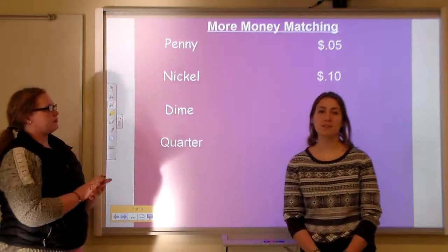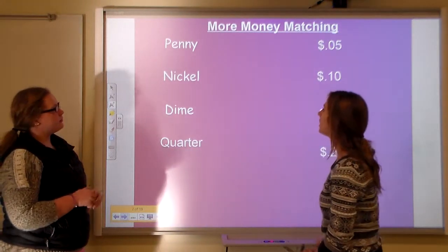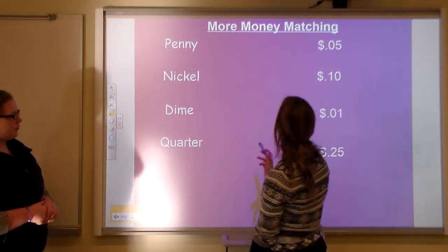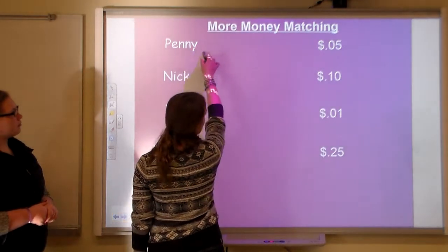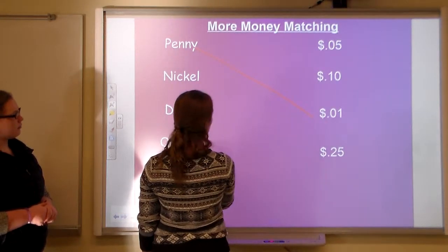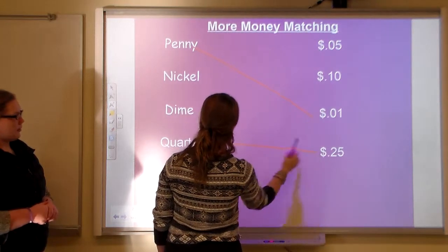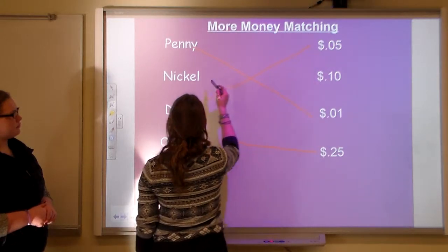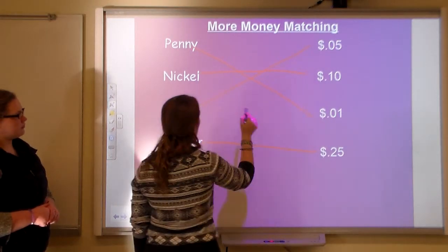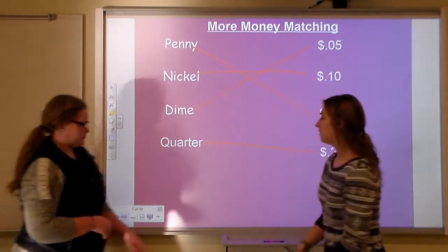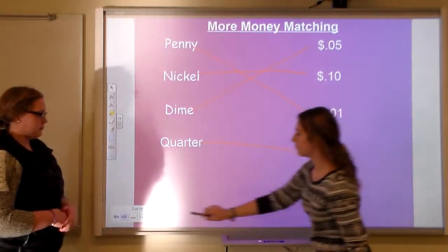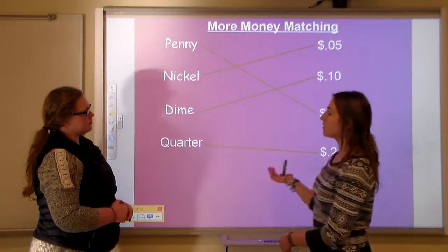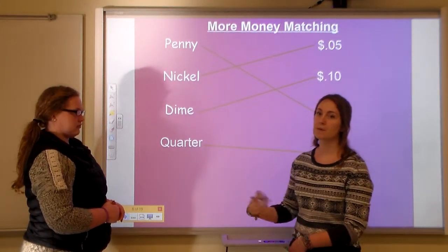Alright, next we would call up a different student to the board to draw a line between the name of each coin and how much it's worth. So I'm going to say that the penny is worth 1 cent, that a quarter is worth 25 cents, and I'm going to pretend that the dime is worth 5, and the nickel is worth 10. Right, so as you can see from our answer key, I was incorrect. So with our student, we would go back and we would fix our mistake.